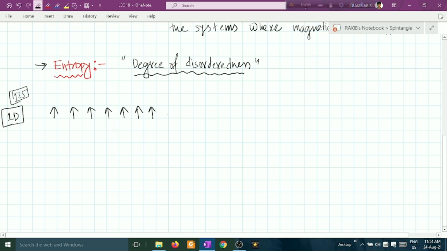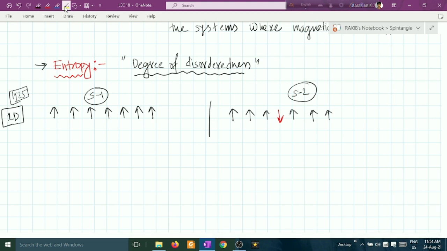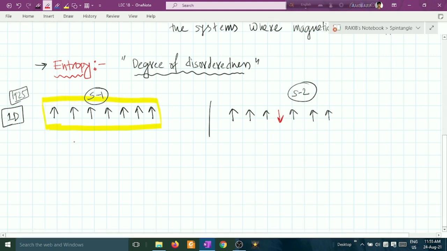So say these particles are arranged like this, and if you look at another system, this is system 1 and this is system 2. In the second system, say these are 7 particles in which I am making one particle flip downward. If this particle is flipped downward, Ising treated the first system as ordered, because you can easily check that this is an ordered state, and the second system as disordered.